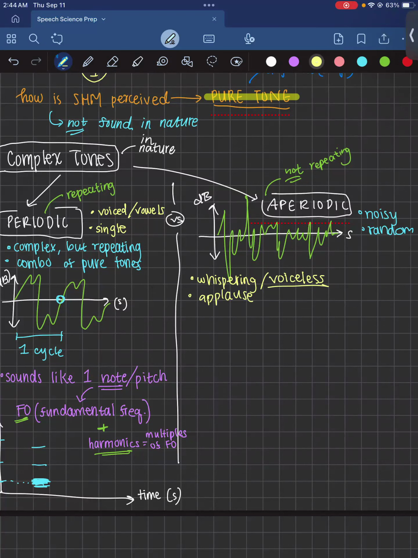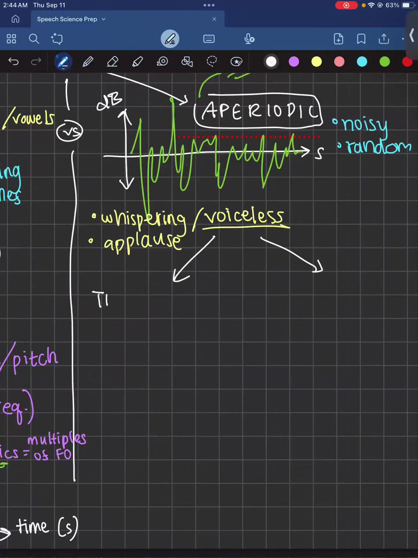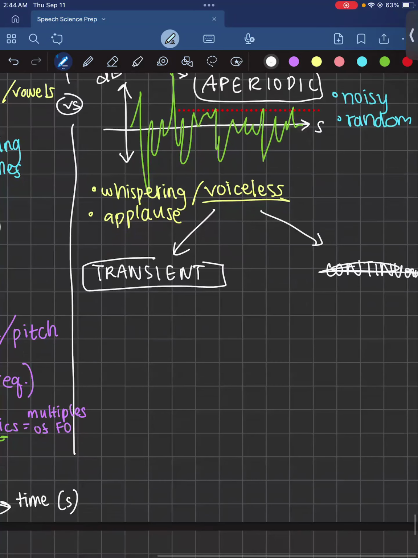And within aperiodic, the important thing to note is that there is actually another subdivision. So remember, complex tones can either be periodic or aperiodic, but aperiodic sounds can also be divided into two categories. There's transient and there's continuous. If I can fit that in. Maybe I'll just rewrite that. Okay, so transient and continuous.